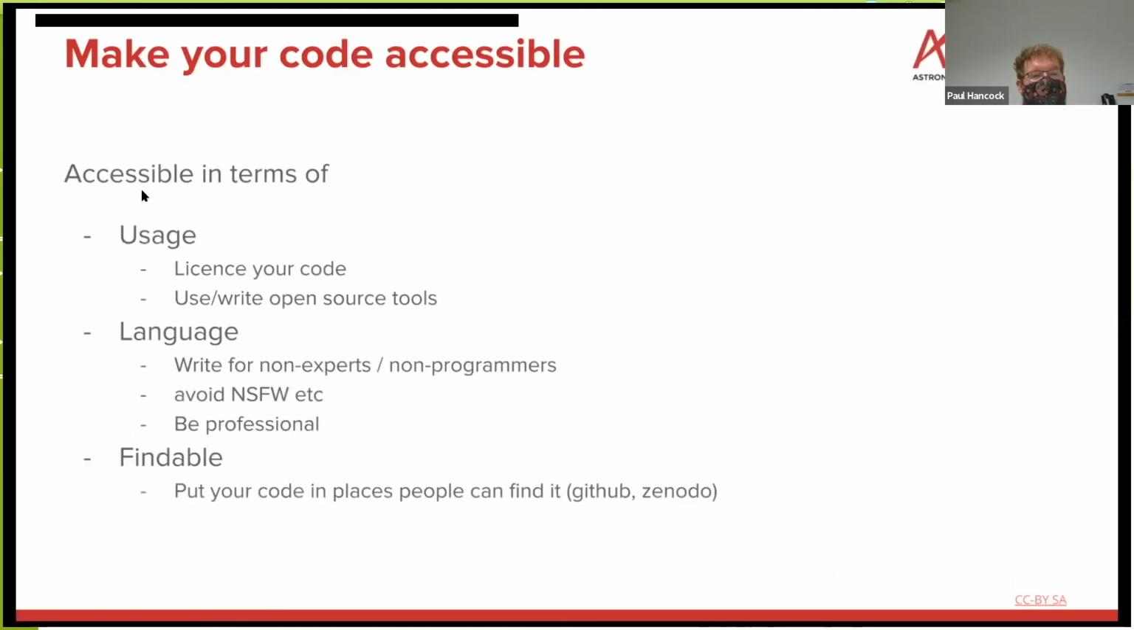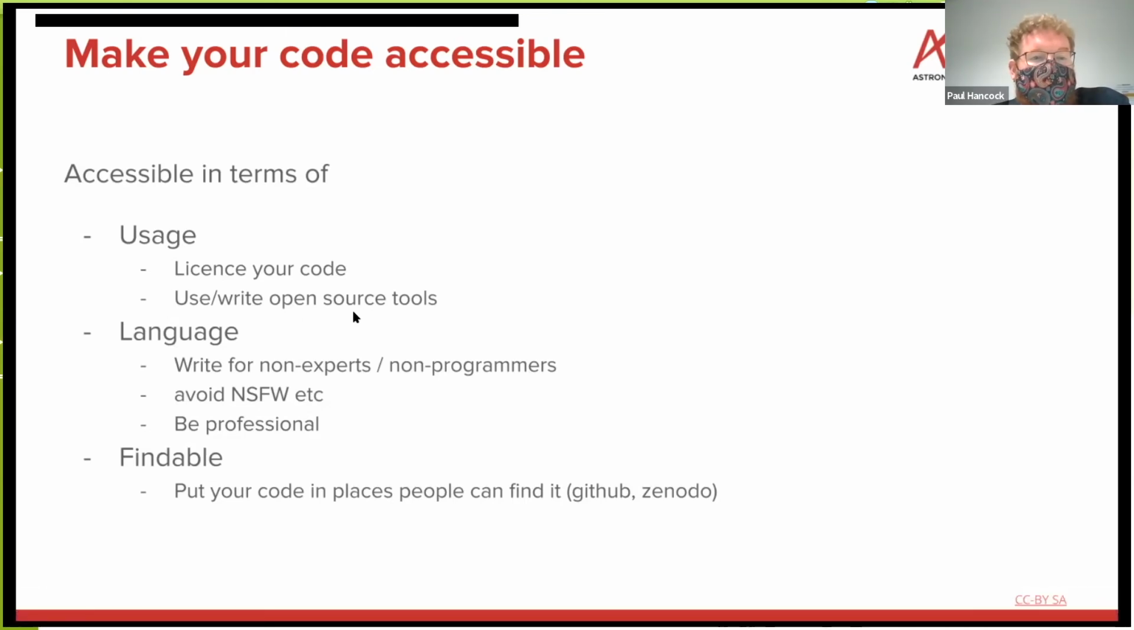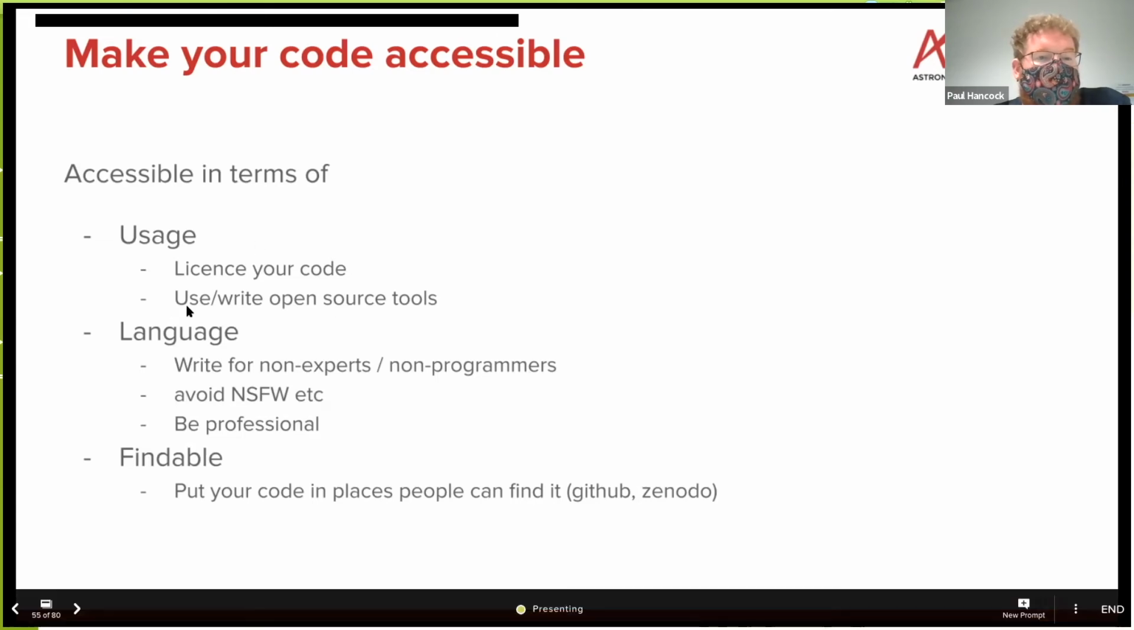And the last thing you can do for making your code polished is to make it accessible. And there's a few different ways that it can be accessible. So in terms of usage, you can license your code so that people are allowed to use and reuse your code. You can use open source tools, so using languages like Python and C, where they're free to use, as opposed to things like IDL or MATLAB where you need licenses, that can make it more accessible to people.